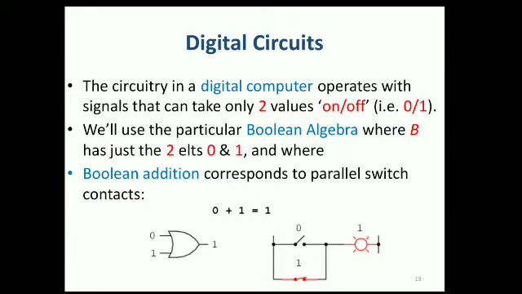We will use the particular Boolean algebra where B has just two elements, 0 and 1, and where Boolean addition corresponds to parallel switch contacts. If you correlate this circuit with your physics, you will find that Boolean addition is a kind of parallel switch contact, similar to what you see in series of resistance or parallel of resistance, which we learned about. Here the switch contact is shown as parallel.